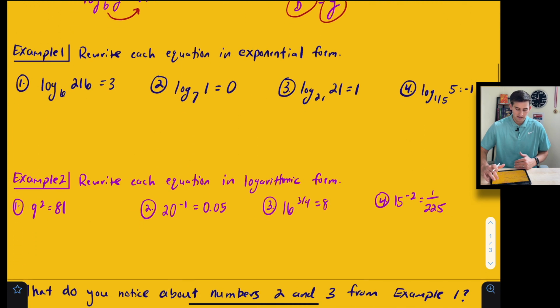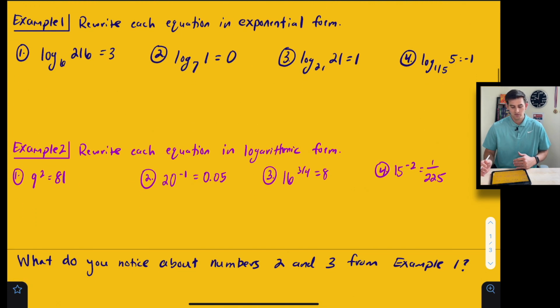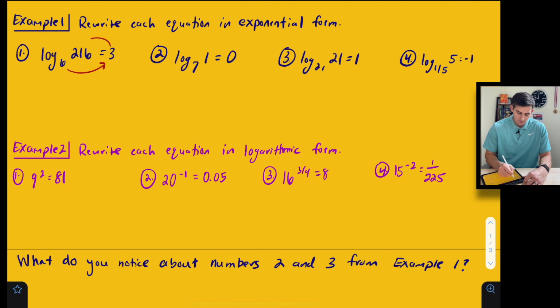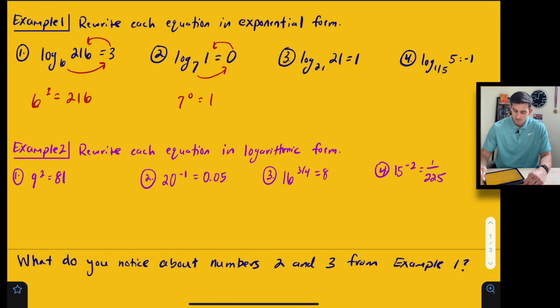So in this video, we're going to rewrite some equations in exponential form and then in logarithmic form. So for the first 4, we're looking at equations that are already in logarithmic form, and we want to rewrite them in exponential form. So for number 1, we have log base 6 of 216. So I know I need to go 6 cubed, and that's equal to 216. So 6 cubed is equal to 216. Okay. For number 2, log base 7 of 1. So 7 to the 0 power is equal to 1. Log base 21 of 21 equals 1. So 21 to the first power is equal to 21.